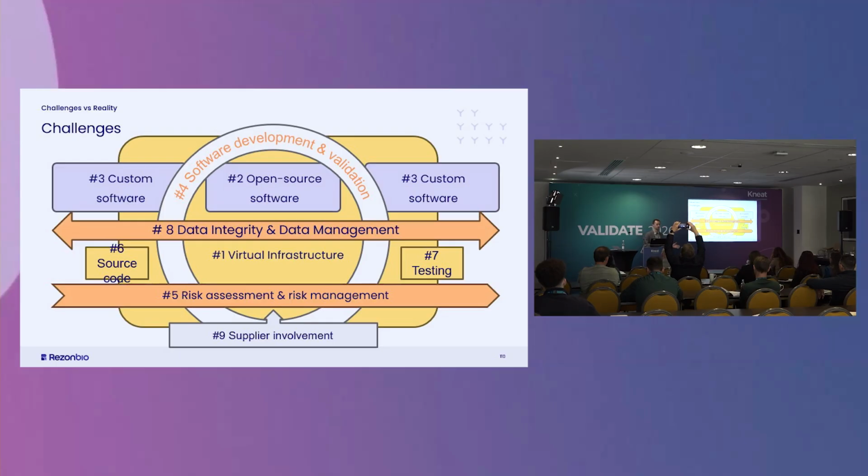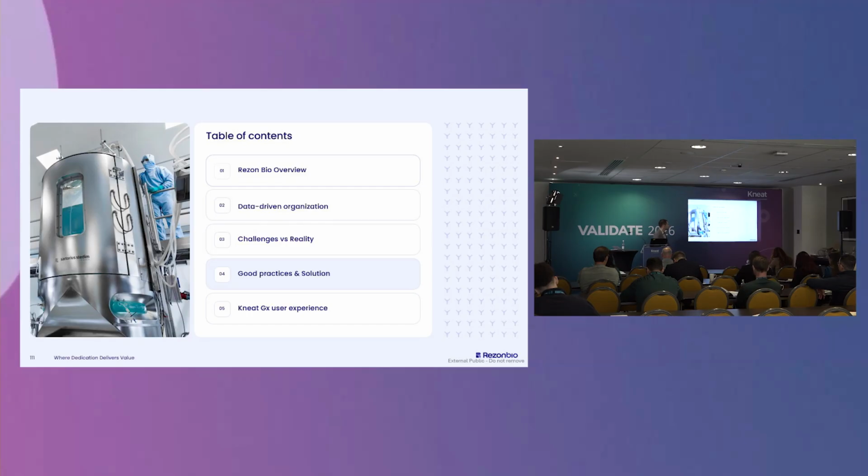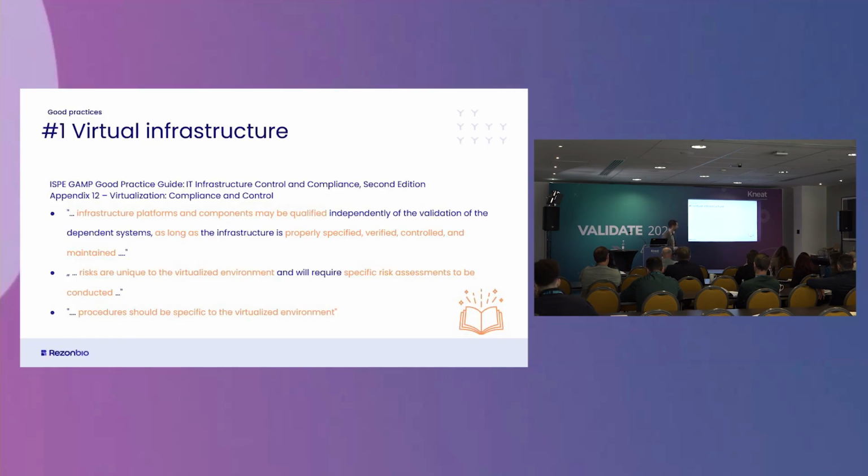In the end, supplier involvement. Till this day, our cooperation with suppliers was quite simple. We went to buy and use, right? But not this time. We had to find a supplier that would help us to create the entire solution. Okay, now let's go to point number 4, good practices and solutions. In this point, you will see a couple of good practices from GAMP 5, a couple of regulations, and the final solution that we created.